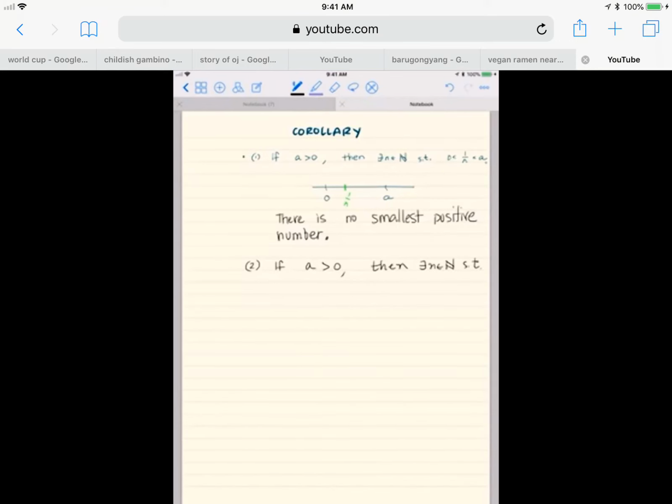So here we go. So if a is positive, and even if a is negative or 0, then there's a positive integer n that is greater than a. Okay. And in fact, we use this second fact in the proof of the density of the rationals. All right, that's it.